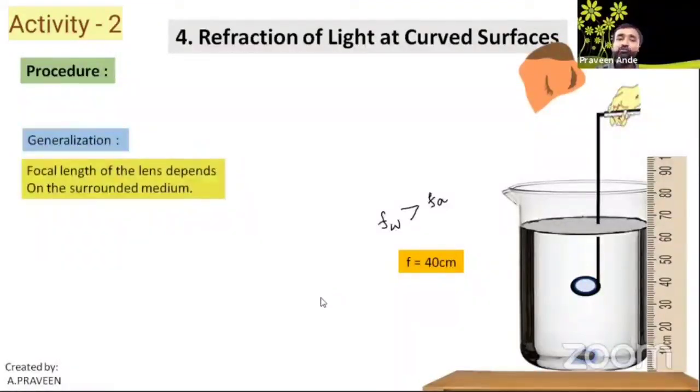Yes. So simply you are able to give the generalization here: the focal length of the lens depends on the surrounding medium. How did I conclude that? By comparing the focal length of the lens in the air and in the water. In the water, the focal length of the lens I got is a greater value compared with the focal length of the lens in the air. That is why I am able to decide that the focal length of the lens depends on the surrounding medium. So this is your activity number 2.